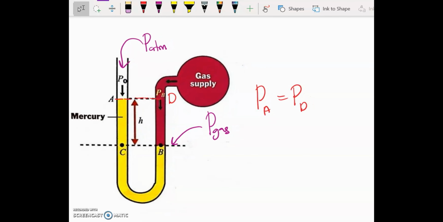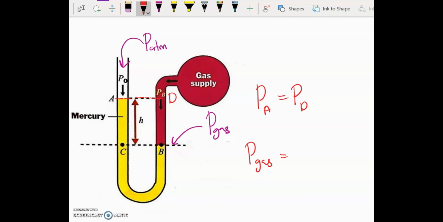But if the question asks you to find the pressure of gas, we need to find a level which is the same as the level of the mercury. Here, the level of gas at D means that B experiences gas pressure. So we need to find the same level at mercury here, which is C. C here experiences the same pressure as B. So P gas is equal to PB, or PB is actually equal to PC.